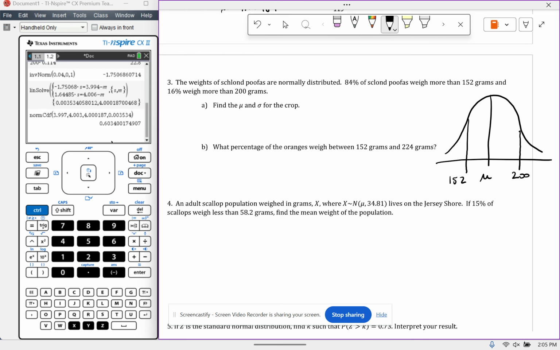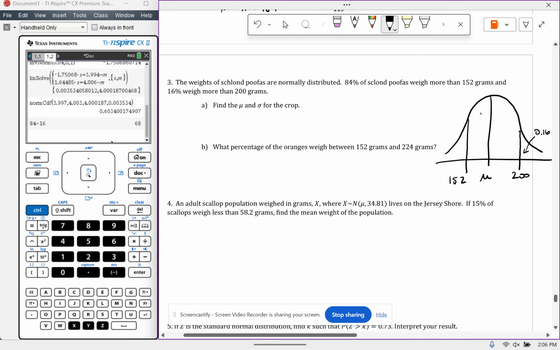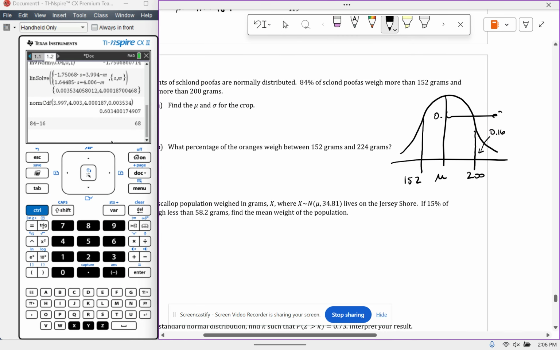This is a complicated diagram. Okay, so this has 0.16. This has 84 minus 0.16. So we would have 84 minus 16 would give me 68. So there's 68 in here. Anybody not sure what I did just there?